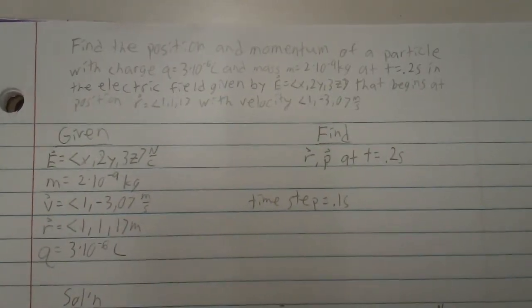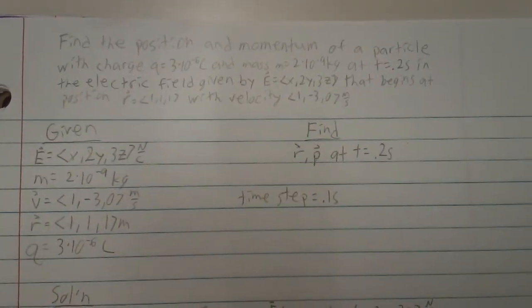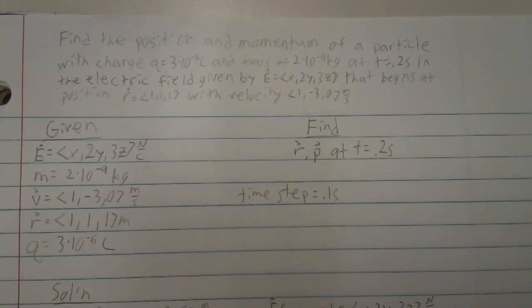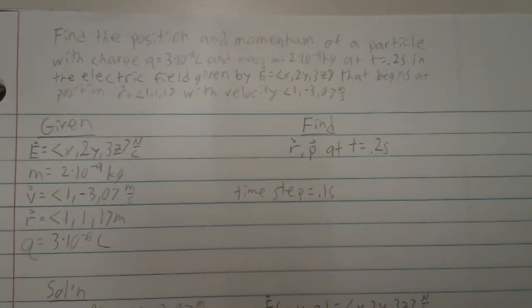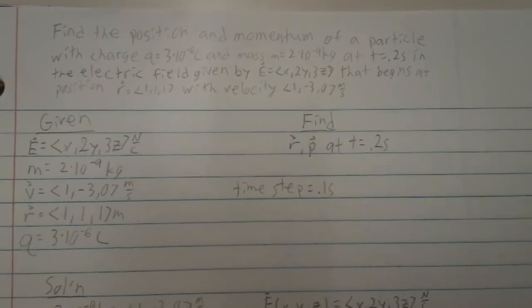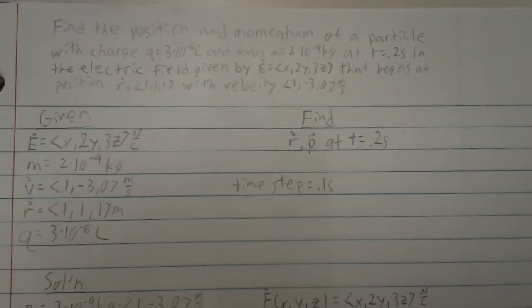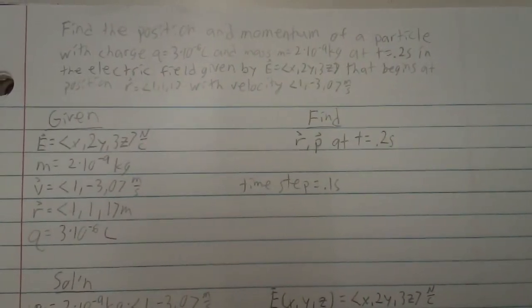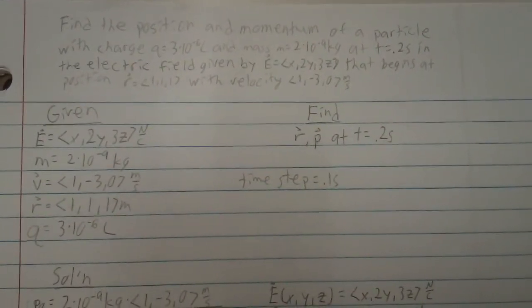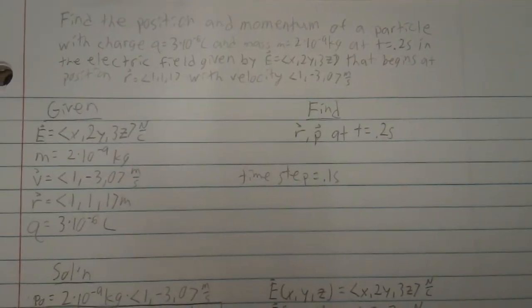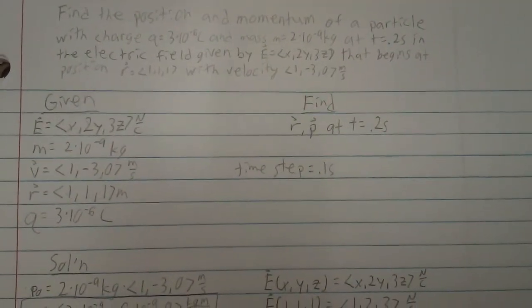In this problem, we're going to be finding the position and momentum of a particle with charge 3 times 10 to the negative 6 coulombs, mass of 2 times 10 to the negative 9 kilograms, at t equals 0.2 seconds, and an electric field given by the equation x, 2y, 3z that begins at position 1, 1, 1 with velocity 1, negative 3, 0. So we're going to be using a time step of 0.1 seconds.